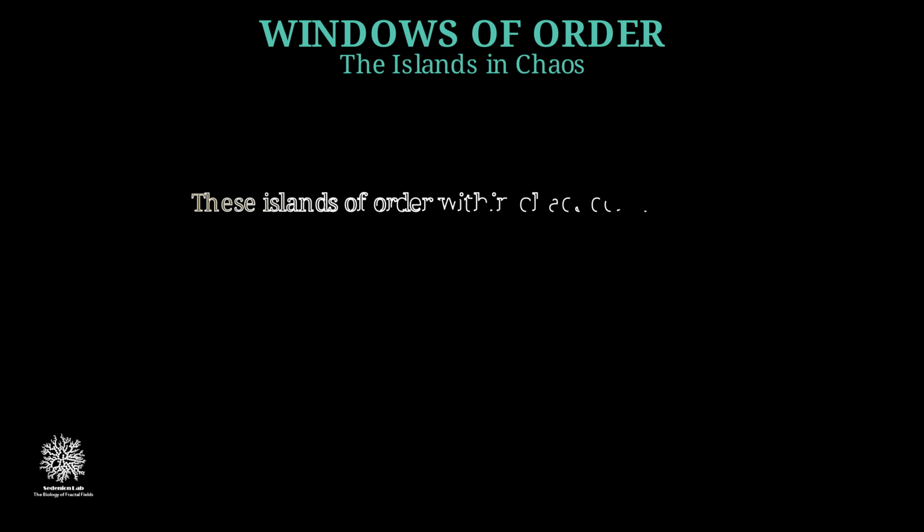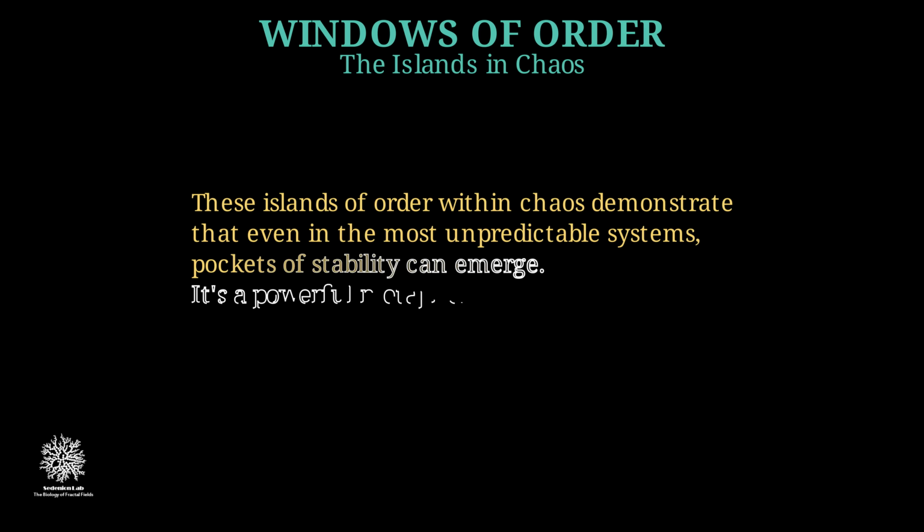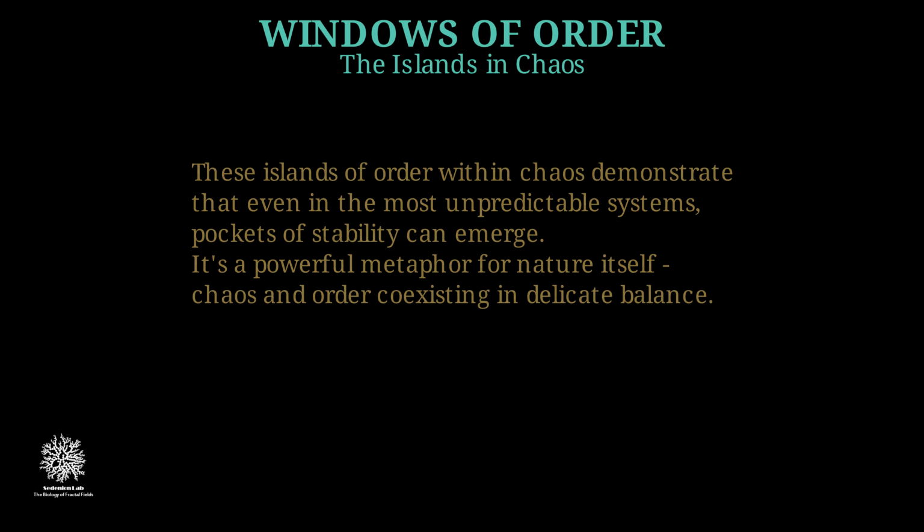These islands of order within chaos demonstrate that even in the most unpredictable systems, pockets of stability can emerge. It's a powerful metaphor for nature itself. Chaos and order coexisting in delicate balance.